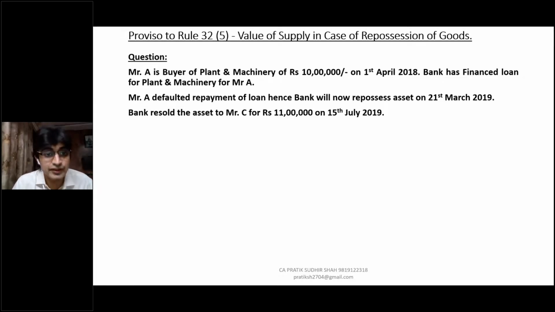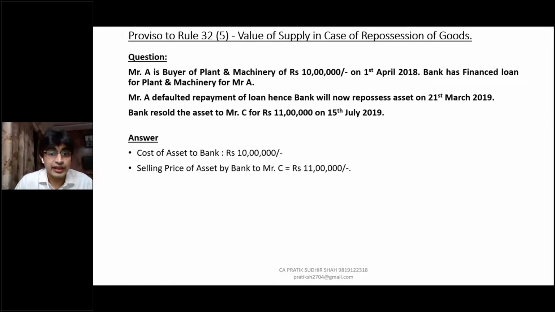Bank has sold the asset when? To Mr. C for 11 lakh rupees on 15 July 19. Does the bank have to consider GST on the full 11 lakh or only on the margin? Answer is only and only on margin. But how is the margin calculated? Let's see. The cost of the asset is 10 lakh rupees. Selling price of the asset is 11 lakh rupees.